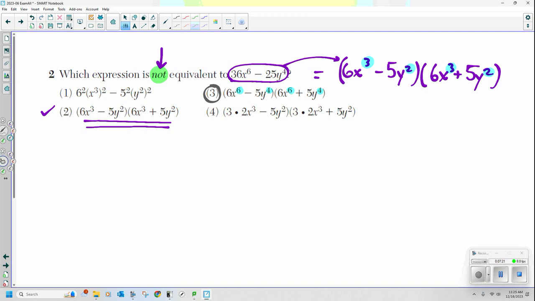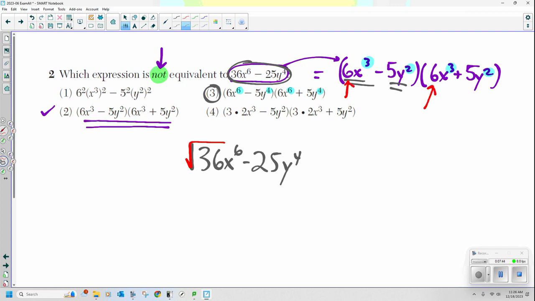Very briefly, in case you're wondering how I got from what they gave me to this right here, I have 36x to the 6th minus 25y to the 4th. I'm literally taking the square root of these things. The square root of 36 is 6. That's why I have my 6 here. And the square root of x to the 6th, I just divide my exponent by 2. 6 divided by 2 gives me x to the power of 3. That's why I have these x cubes here.